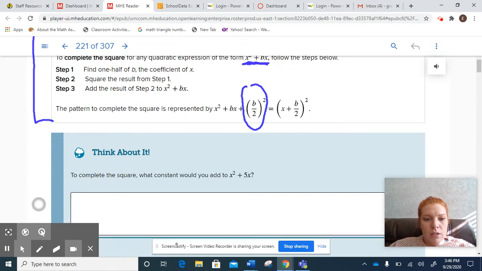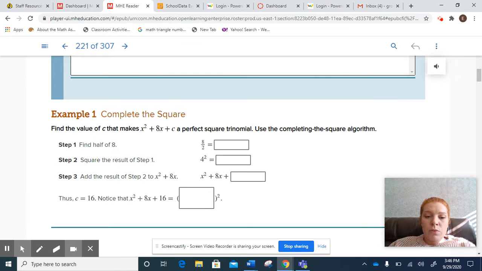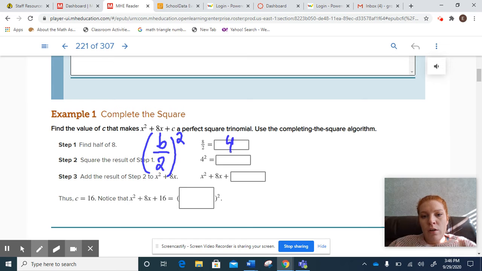So if we go down here to example 1, it says complete the square. Find the value of c that makes a perfect square trinomial. In this case, you're taking b divided by 2, and then the result is going to be squared. No matter what, that will make a perfect square trinomial. So if I do 8 divided by 2, it is 4. 4 squared is 16. So 16 is a perfect square.